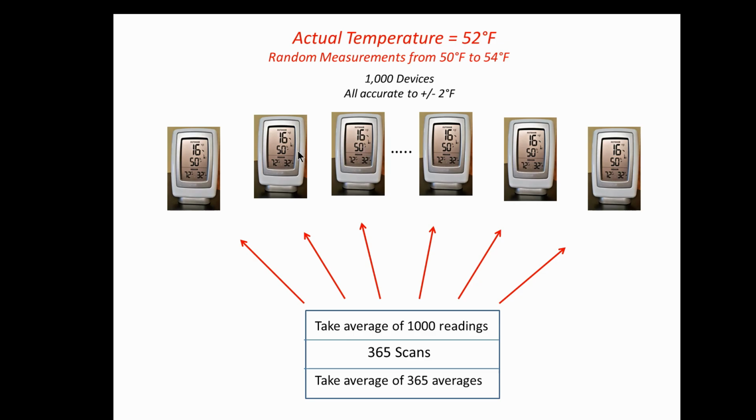And what I did is I simulated not only one reading of 1,000 devices, but I simulated that we did that one reading of all devices one day a year for 1 year. So in other words, I did 1,000 devices, took the average, did 1,000 more, took the next average, 1,000 more, and so on, as if I was doing it once a day for 1 year. So I took 365 averages of 1,000 random device readings, and averaged that all together to see if I could get close to 52 degrees Fahrenheit.